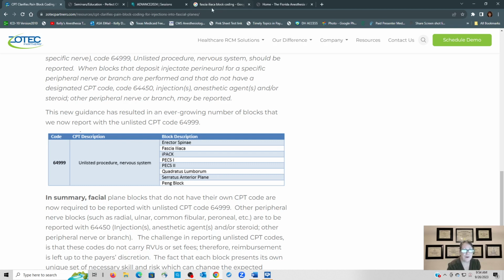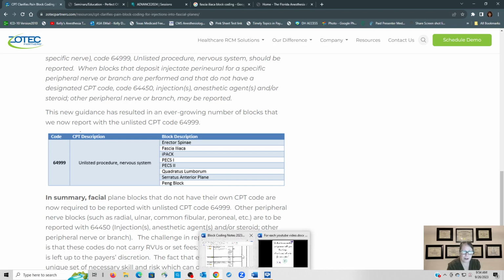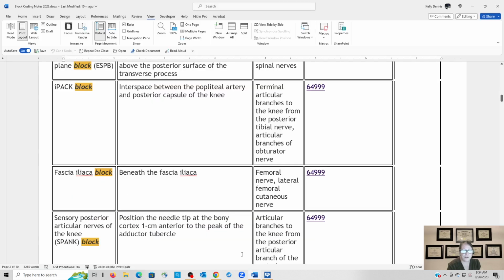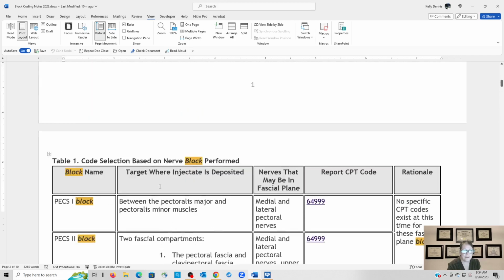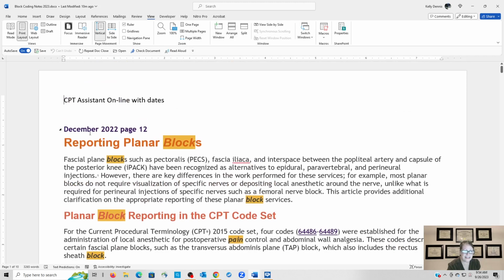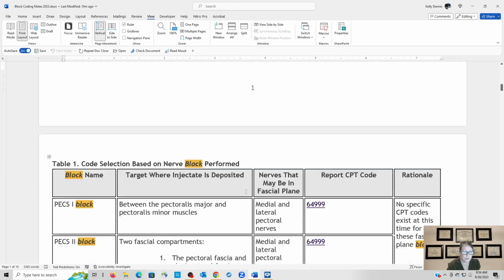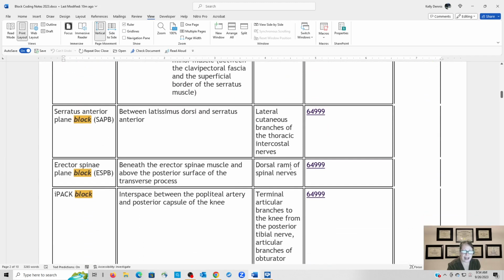Now let me pop over to this Word document. These are my block coding notes. So what I'm sharing with you here is the article that I noted from the CPT Assistant in December of 2022 and how they are asking you to report.